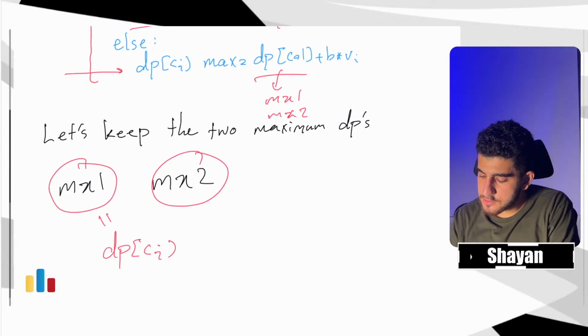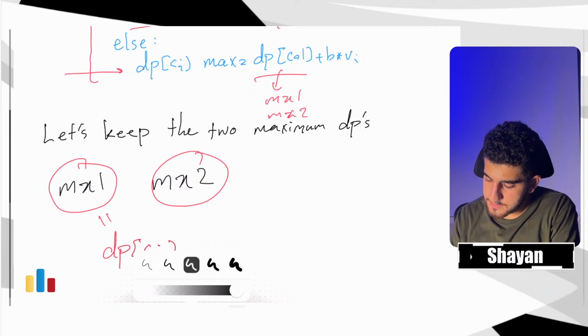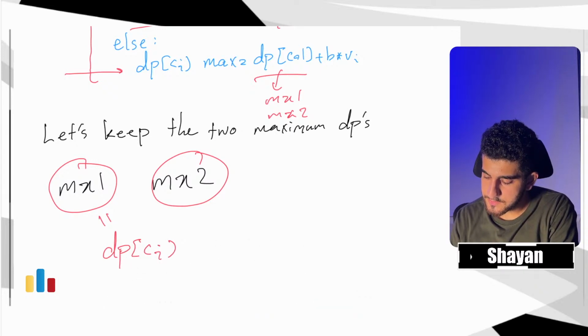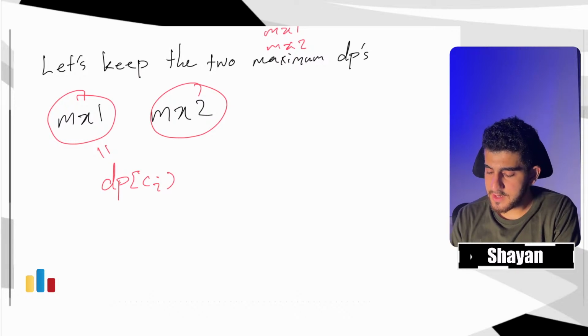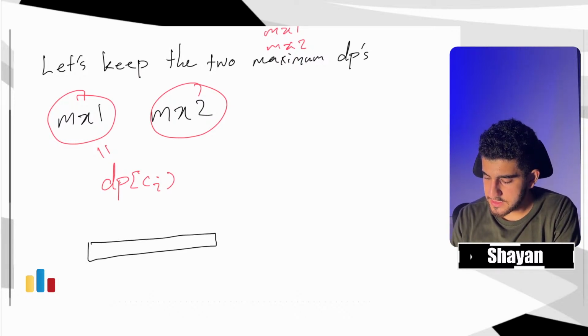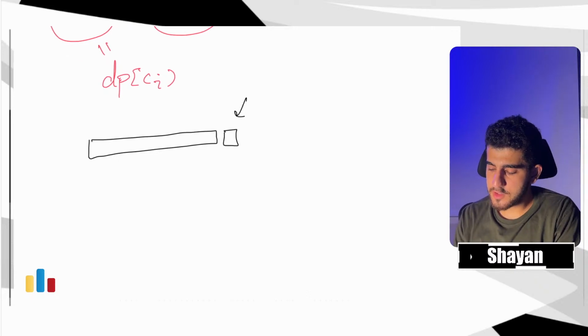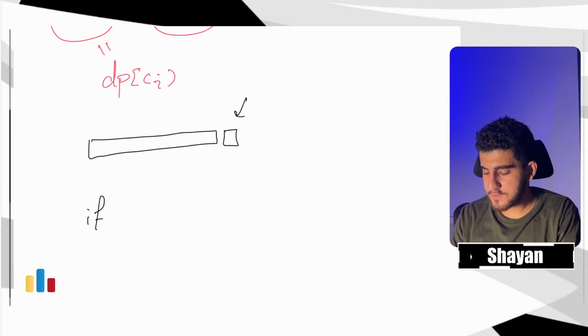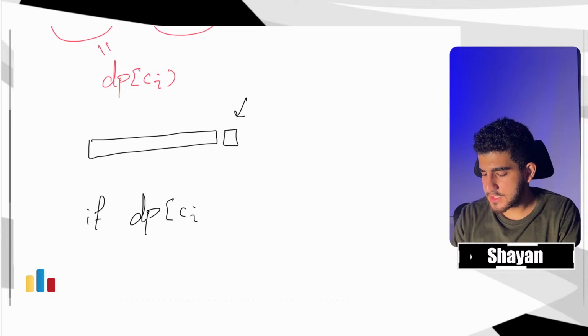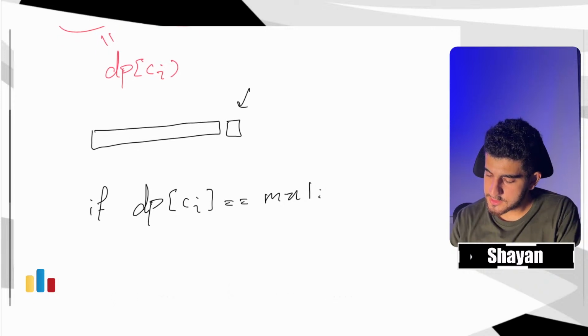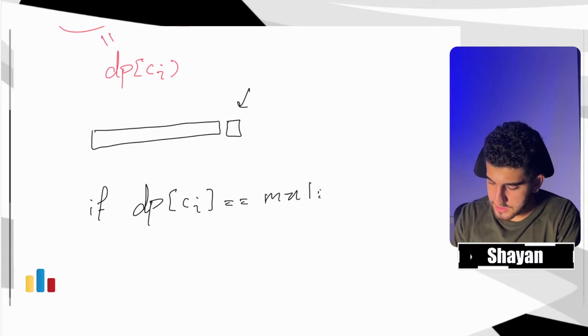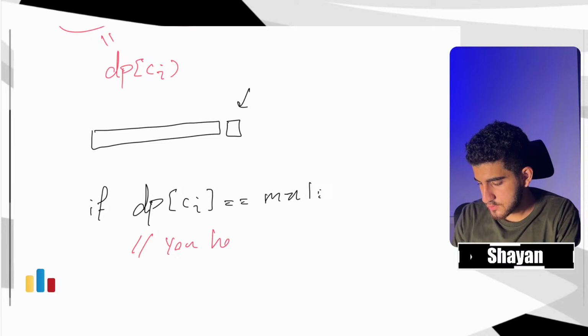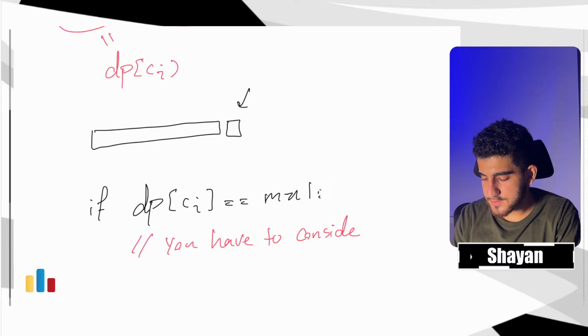So what I do is try to keep the two maximum DPs, and when I add a new ball, I have two conditions. First, I say that if DP of CI was equal to mx1, it means that I need to consider mx2. Okay, so let's have a comment here. I have to consider mx2.